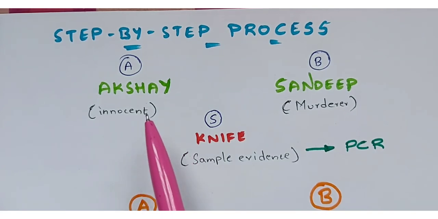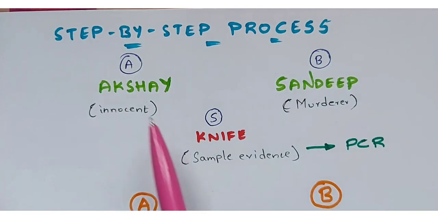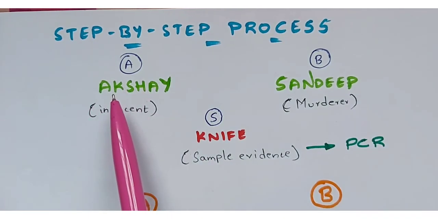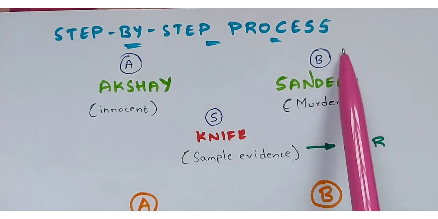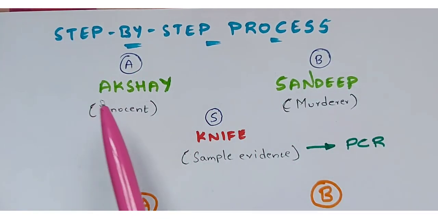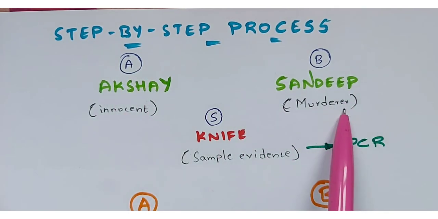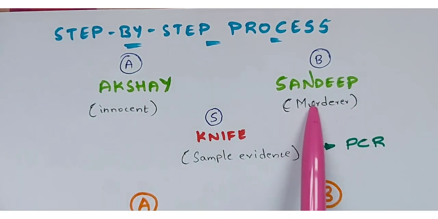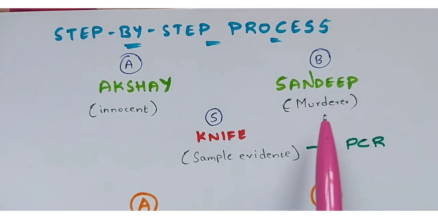Here I am going to take two kinds of persons, an innocent person and a murderer. So Akshay, he is an A individual. We concluded him as A individual, and Sandeep, he is B individual. And we know that Akshay is innocent and Sandeep is the murderer. But the police people don't know that Sandeep is a murderer. Just for our assumption, I have made Sandeep the murderer.